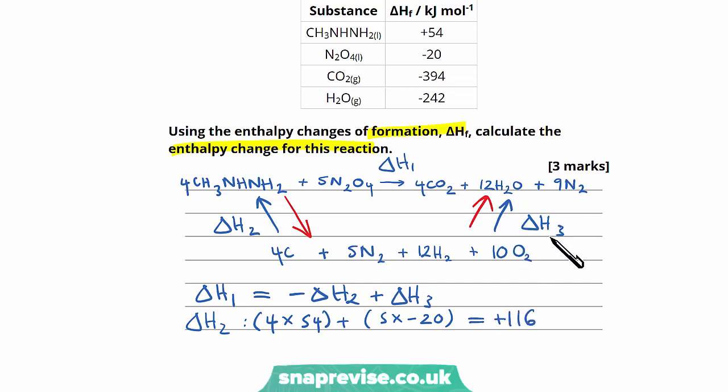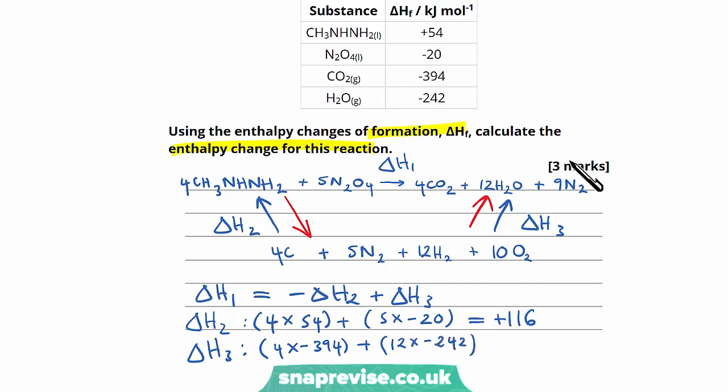Now to work out delta H3. We can see that the enthalpy change of formation of our carbon dioxide is minus 394. So we've got 4 lots of that, so it's minus 394 times 4. We add to that the enthalpy change of formation of our water molecules. We have 12 of those, and the enthalpy change of formation is minus 242. So that's 12 times minus 242.